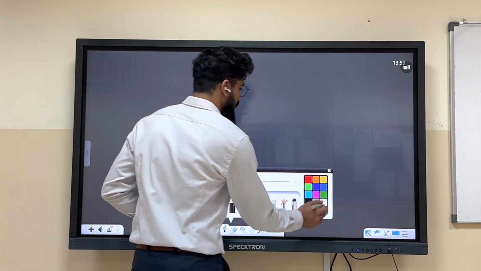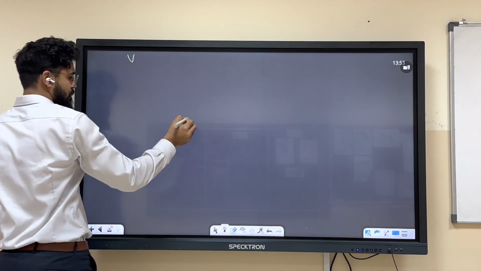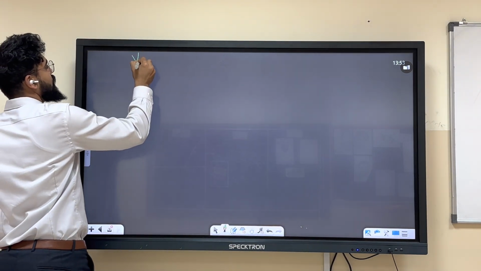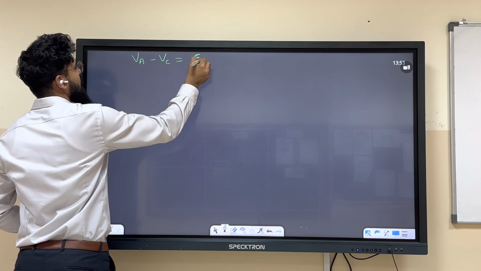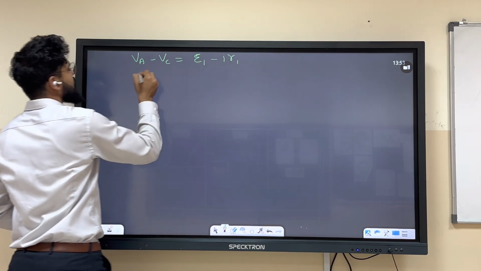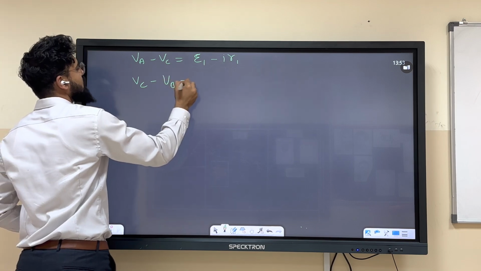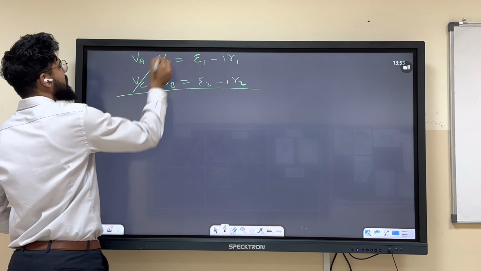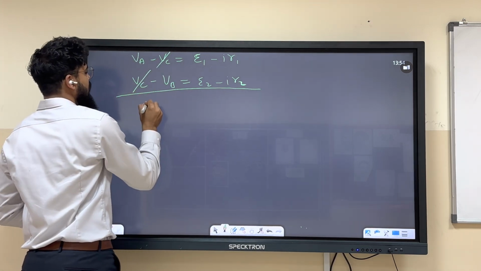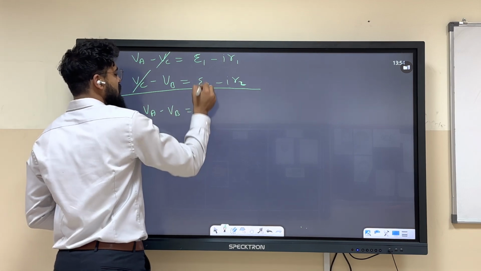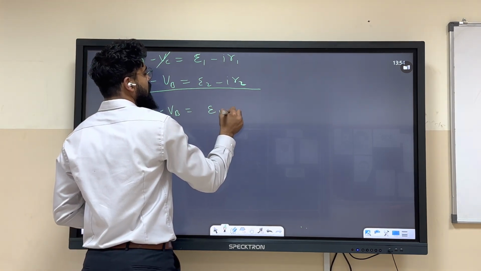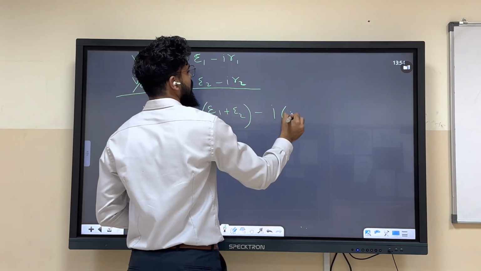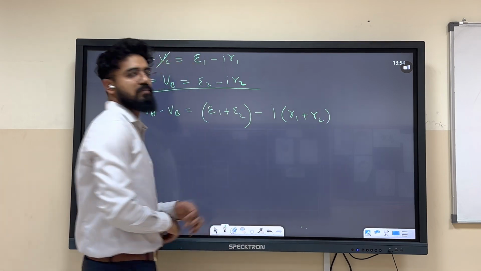By adding equation 1 and 2, we get VA minus VC equals E1 minus IR1, VC minus VB equals E2 minus IR2. Now, if we are adding them, VC gets cancelled out. So VA minus VB equals E1 plus E2 minus I(R1 plus R2).